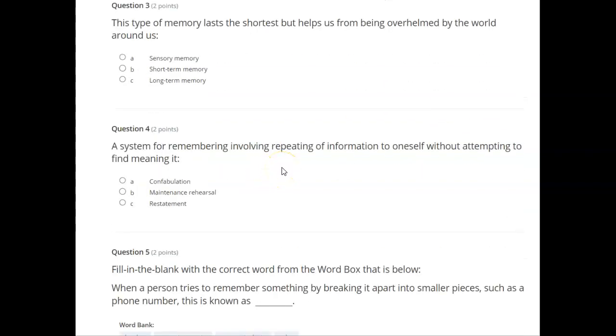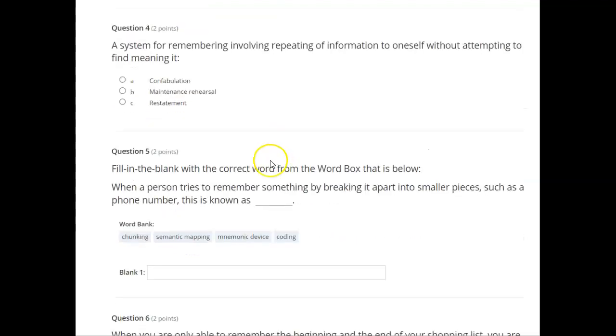This type of memory lasts the shortest but helps us from being overwhelmed by the world around us. A, sensory memory. B, short-term memory. C, long-term memory. A system for remembering involving repeating of information to oneself without attempting to find meaning in it. A, confabulation. B, maintenance rehearsal. C, restatement.